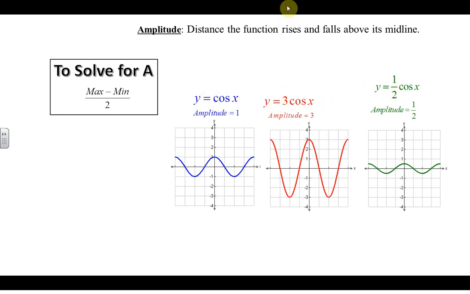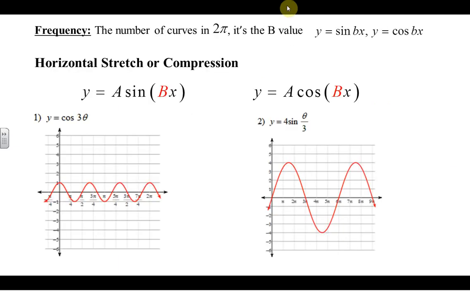Like we did before, always define your A first. Step 1, it's always in the front. And we always call amplitude positive, even if it's negative. A negative just means a reflection over the x-axis. Amplitude is a distance, so we just talk about it as a positive value.